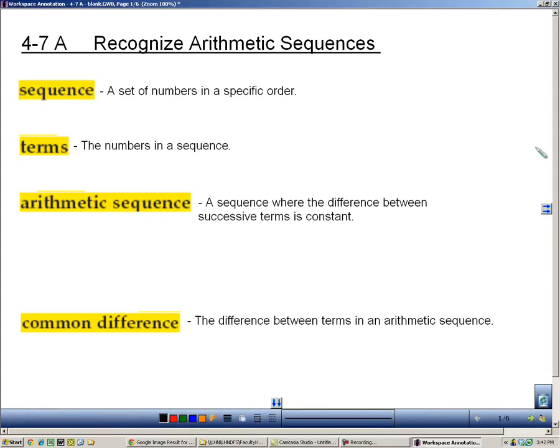Section 4.7a is about recognizing arithmetic sequences. We have some definitions to look at. First, a sequence is a set of numbers in a specific order. As long as the numbers are in some sort of order, it's considered a sequence.